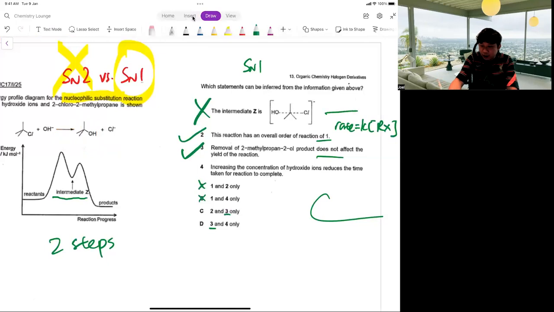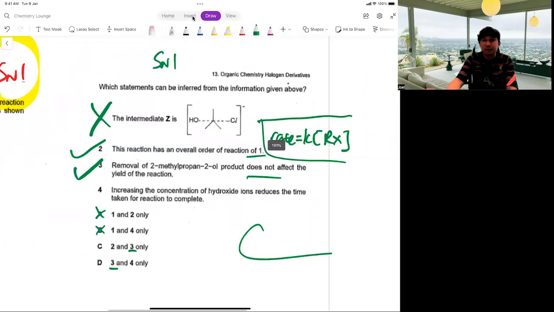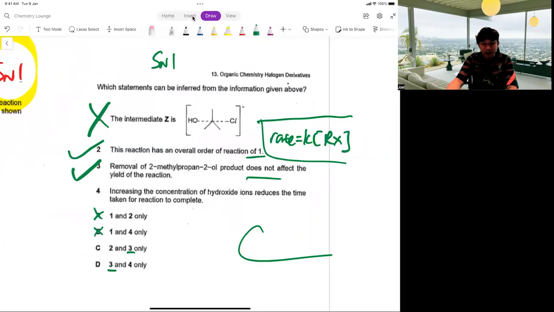No, because the rate equation has no hydroxide ion, so it doesn't affect the rate, understand? Take note, this will only be true if it's SN2, when hydroxide ion is part of the rate equation. You can understand?